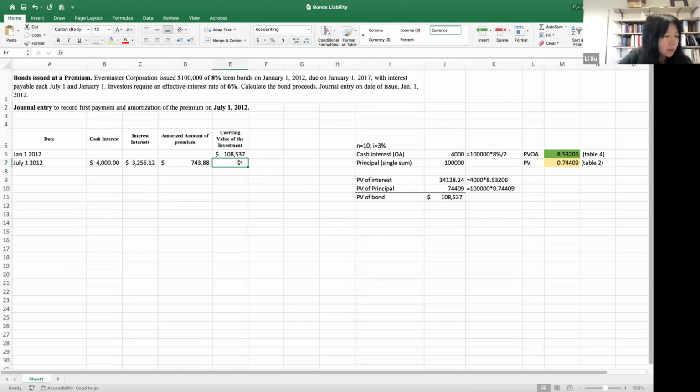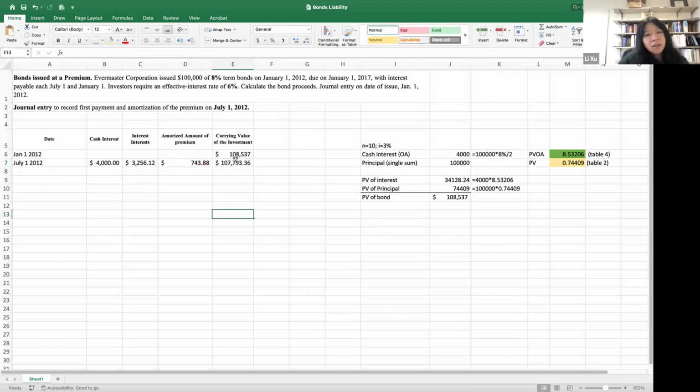So now next, you want to actually reduce the carrying amount by subtracting the amortization portion. A lot of students ask me, how do you know I'm gonna reduce, not actually add to the carrying amount? Because I know at the end, what you want to have is $100,000 face value. Therefore, if you want to go from 108,537 to 100,000, the only way is going down.